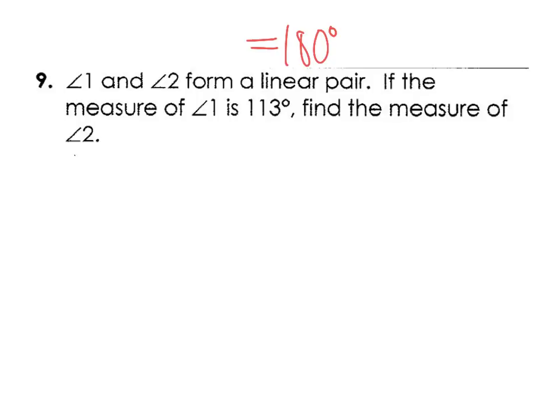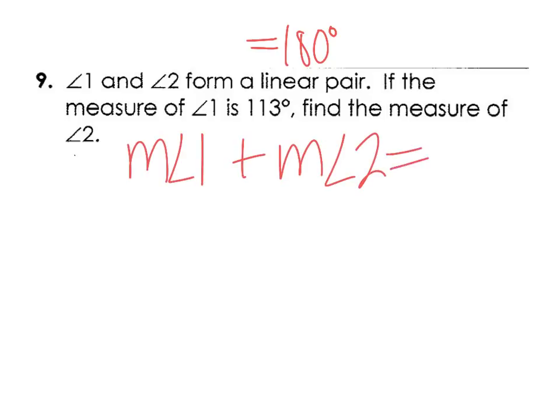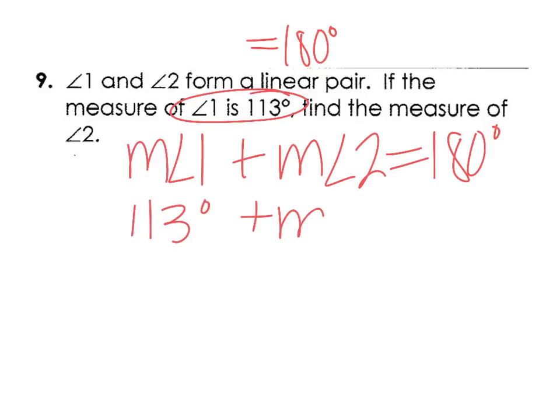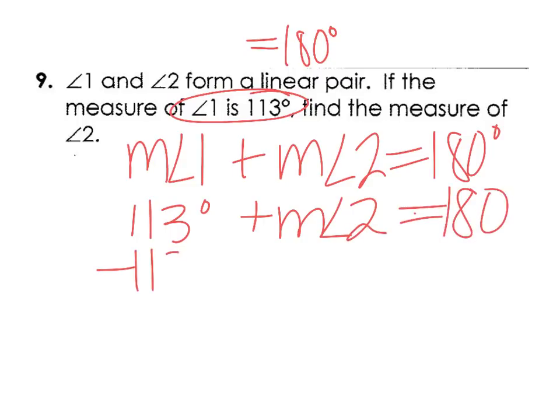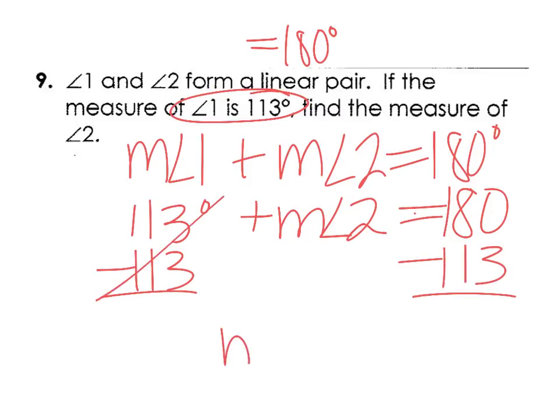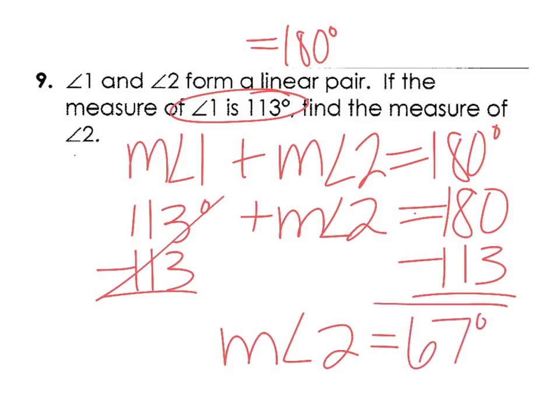So we set up an equation to represent this linear pair. The measure of angle 1 plus the measure of angle 2 equals 180 degrees. We know that the measure of angle 1 is 113, so we substitute that in for the measure of angle 1. Then we're just going to solve for the measure of angle 2. Subtract 113 from both sides. Cancel out over here. And the measure of angle 2 equals 67 degrees.